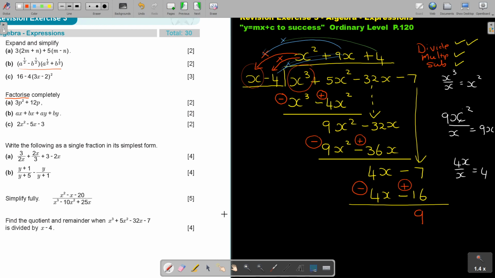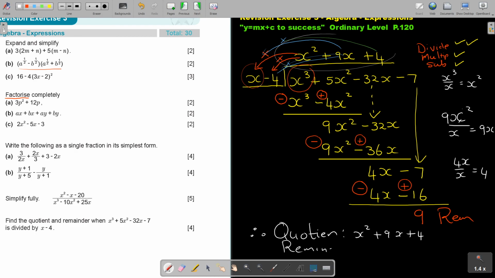So I'm going to end by saying, okay, I can say remainder, but it's nice if you end by saying, therefore, the quotient is always that top part. Okay, so the quotient is x squared plus 9x plus 4, and the remainder is 9. And that's how you do it. So it's really just those 3 steps that you repeat. But if you still struggle, go to the textbook on page 94 and do a few extra sums.